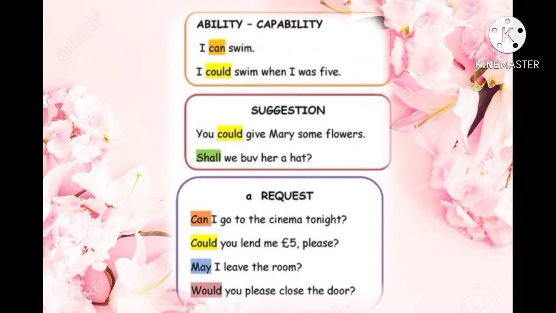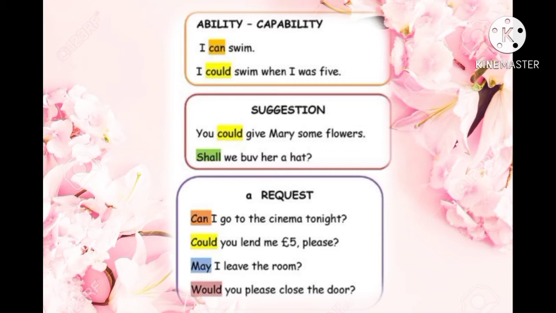The next one is ability. When you are speaking about abilities, abilities means your qualities, your talents. Can and could. Can is used for present ability. Could is used for past ability. Just look at this. I can swim means you can still swim. You have the ability to swim. You know how to swim. You have the knowledge to swim. That is the meaning of it. I could swim when I was 5. So in past tense we use could, which means that at 5 years old you knew how to swim, but at 15 years old you have forgotten how to swim. So it is a past ability which you do not have now.